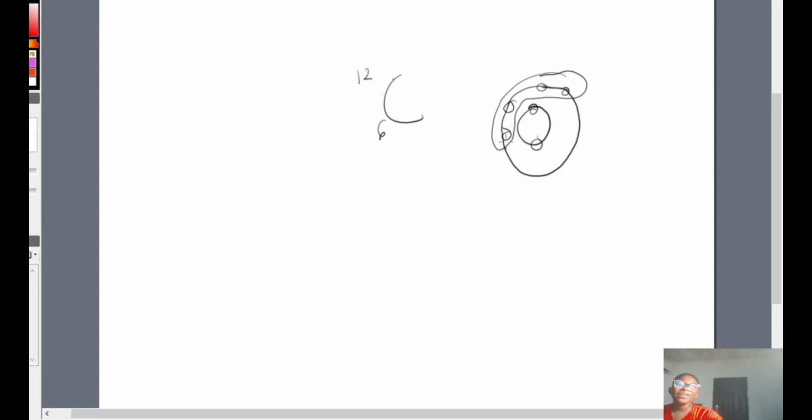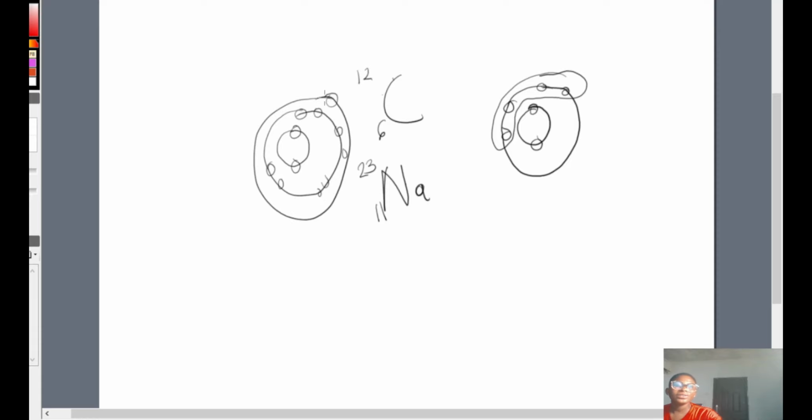So it's trying to say every element in the same group has the same number of valence electrons. Take sodium, which is 11 and 23. If we draw for sodium, we know the first shell is going to take 2, the second shell is going to take 8, and the last shell is just going to take 1. So the valence electron is 1. Hydrogen is in group 1, and hydrogen has 1 valence electron.